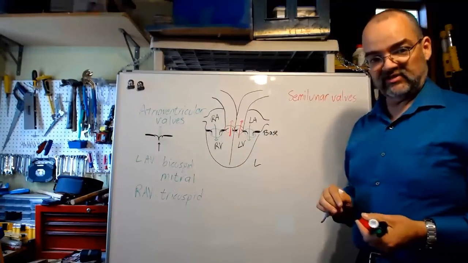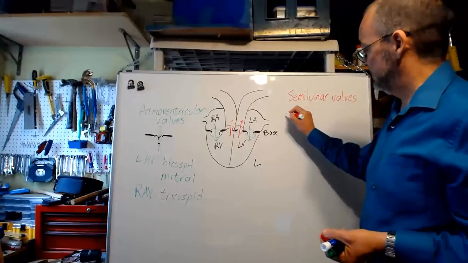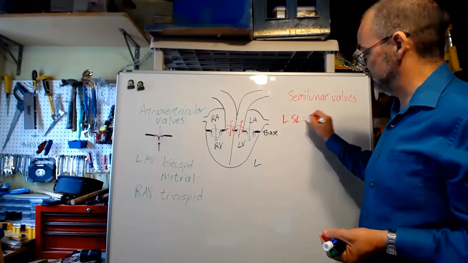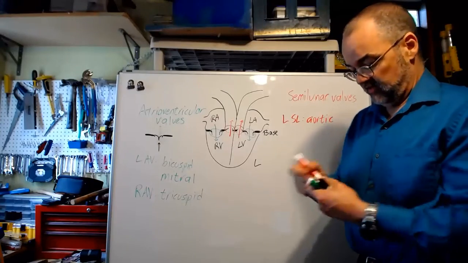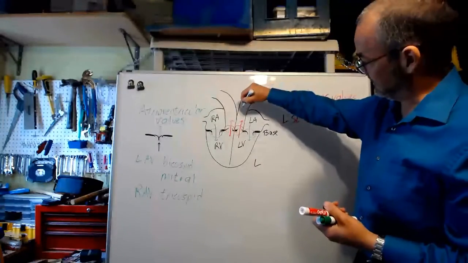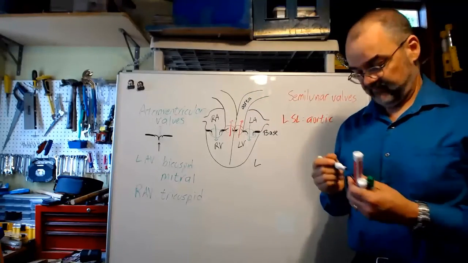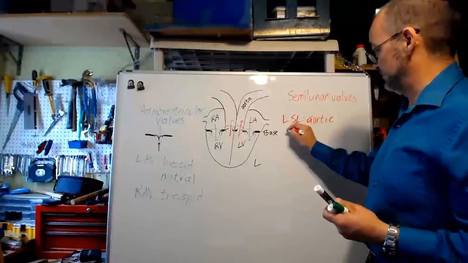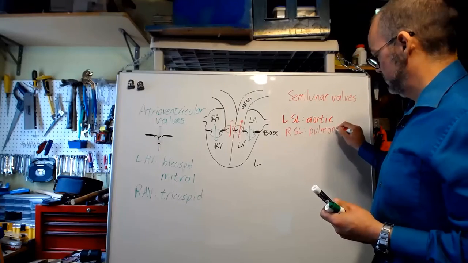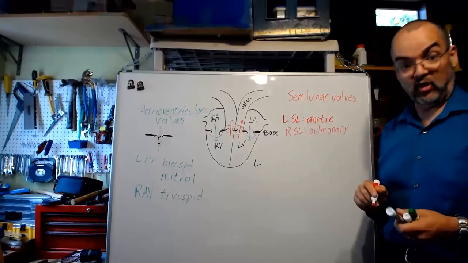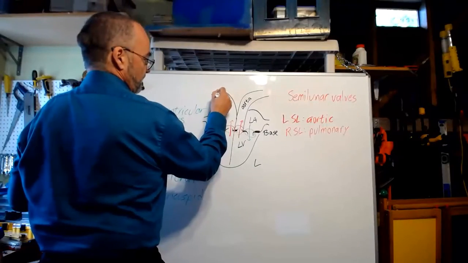Like the atrioventriculars, you can always call them the left and right semilunar valves, but they also do have other names. The left semilunar valve is also known as the aortic valve because the major artery that it leads to is also known as the aorta. And the right semilunar valve is also known as the pulmonary valve because it leads to the pulmonary arteries.